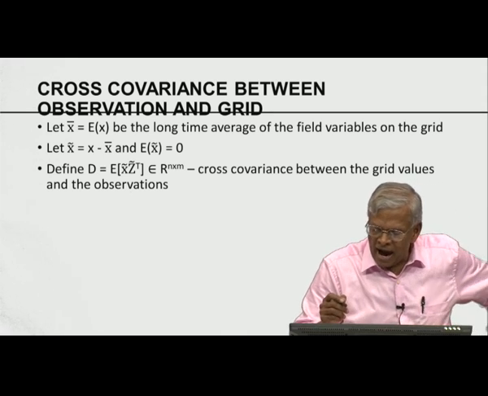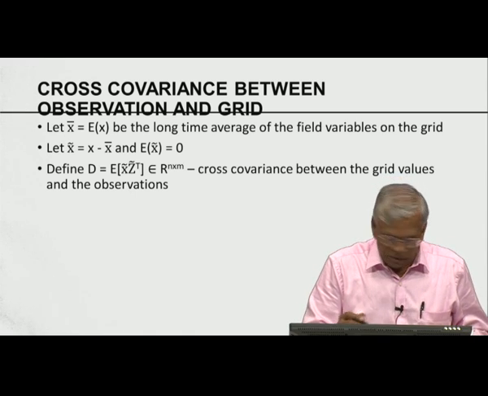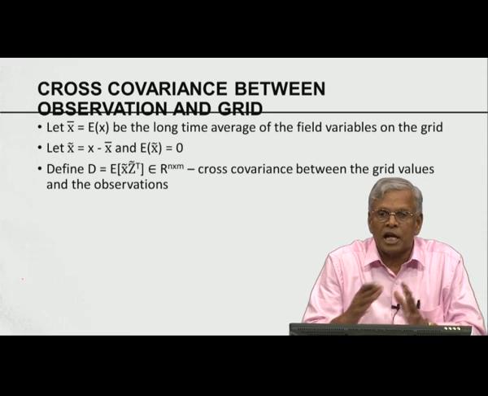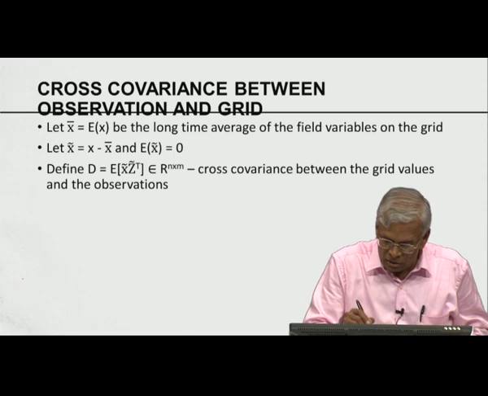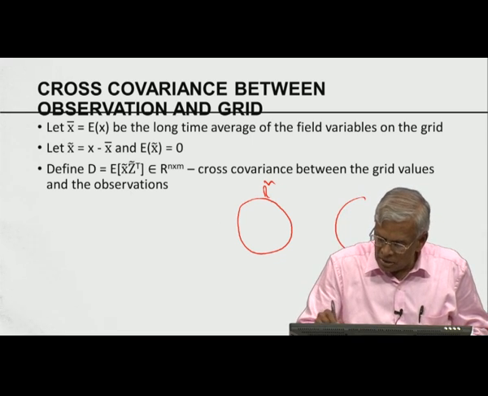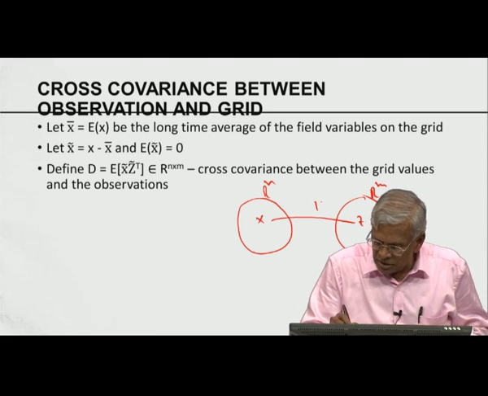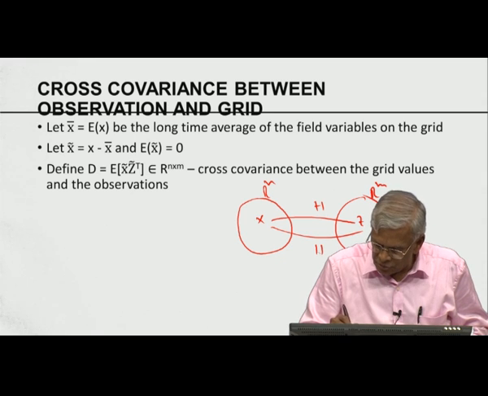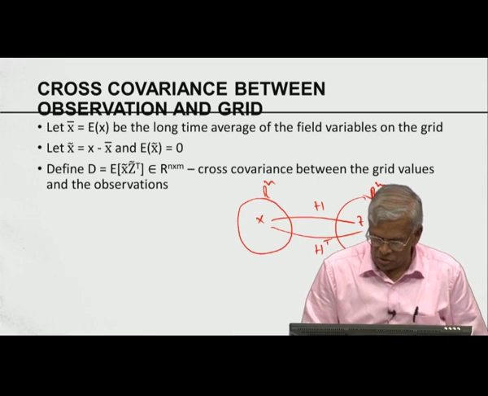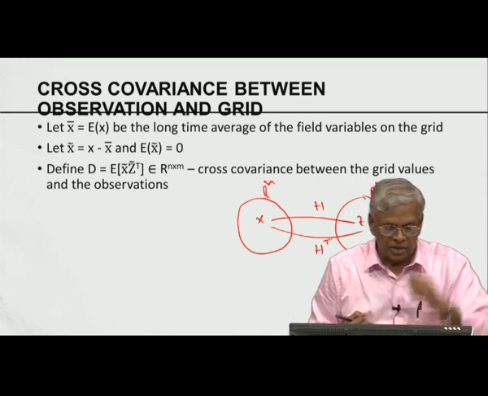If I have values in the observation network, please recall our ability to transfer information from the observation network to the grid network. This is Rm, this is Z, this is H, this is H transpose. So I can go from one network to another by this interpolation scheme.